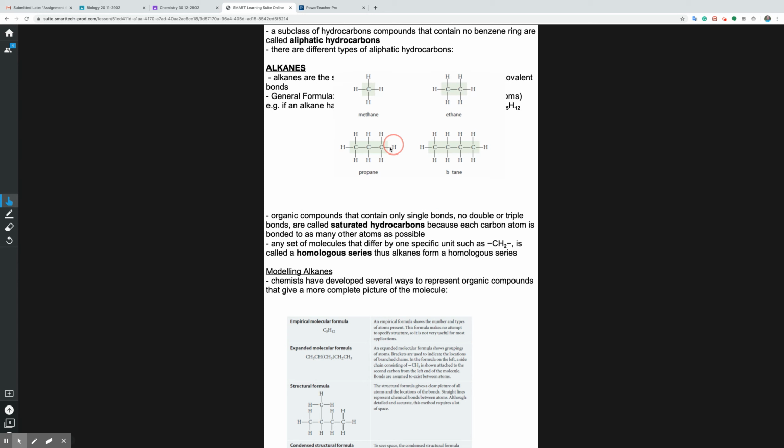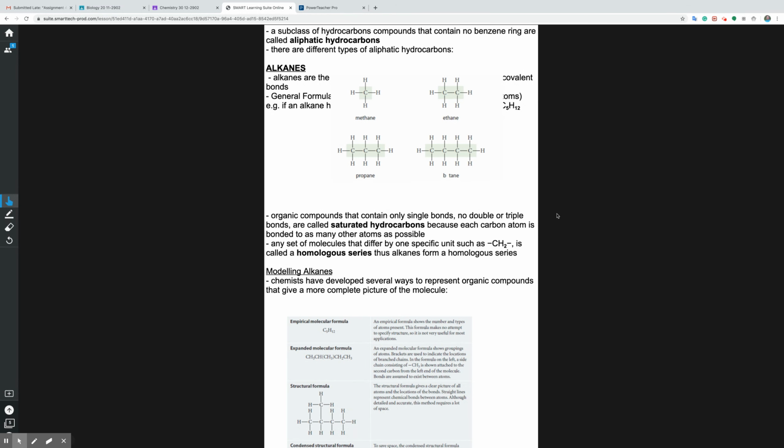Organic compounds that only have single bonds, no double or triple bonds anywhere, are called saturated because every carbon atom is bonded to as many other atoms as it is possible.